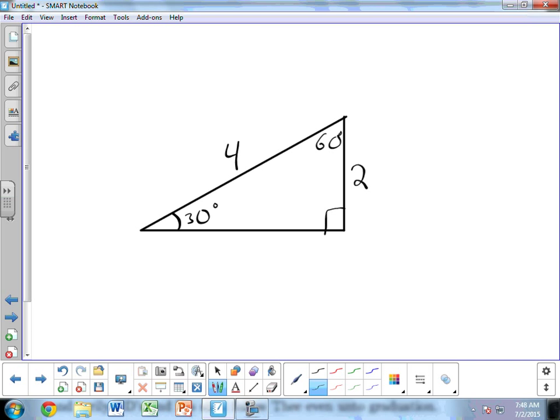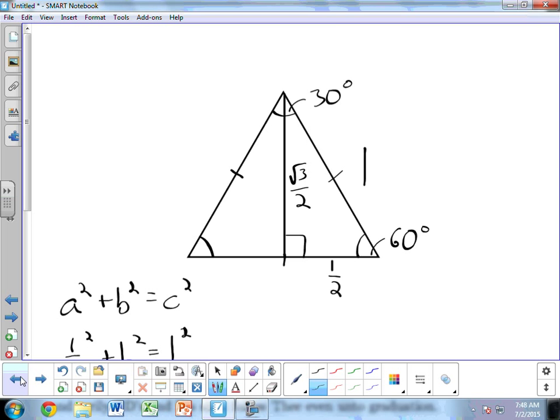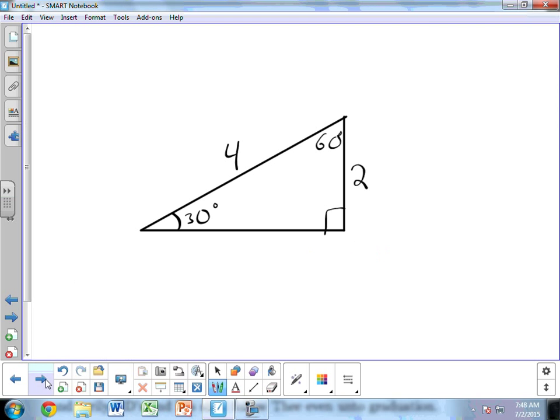Now the long leg is going to be the short leg times the square root of 3, based off of this diagram. Remember that this 1/2 down here, if we multiply that by the square root of 3, we get the square root of 3 over 2. So that gives us the long leg. If the short leg is 2, then the long leg is going to be 2 times the square root of 3. Now this is the exact answer.